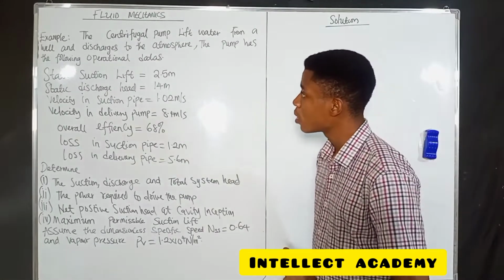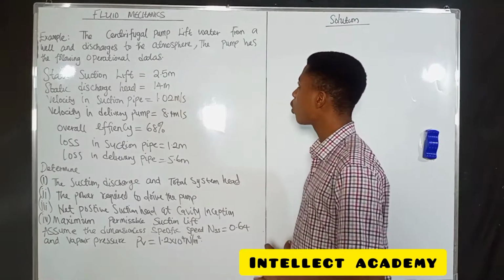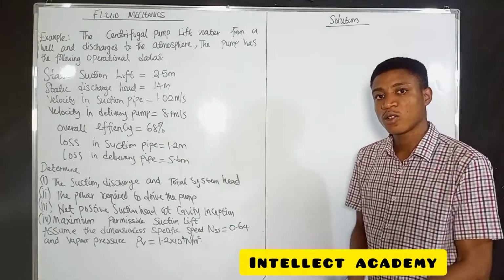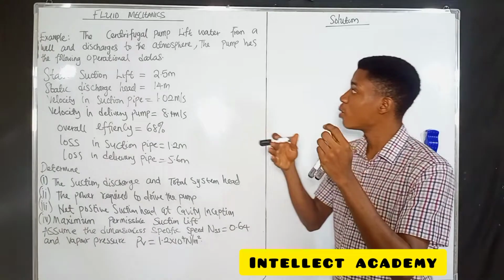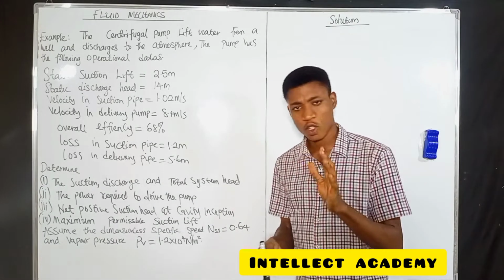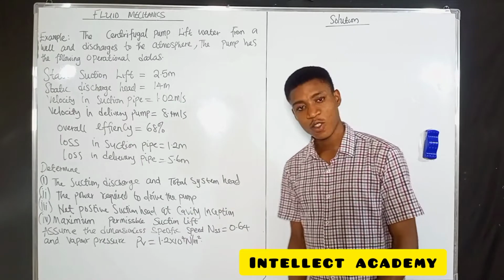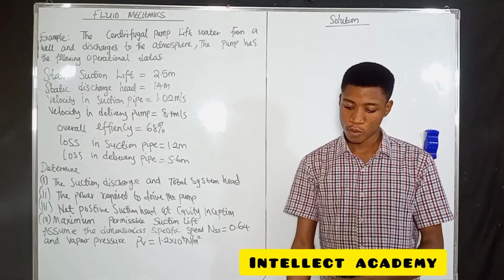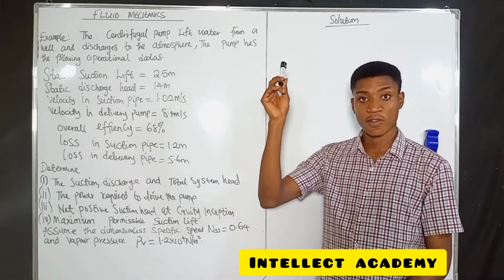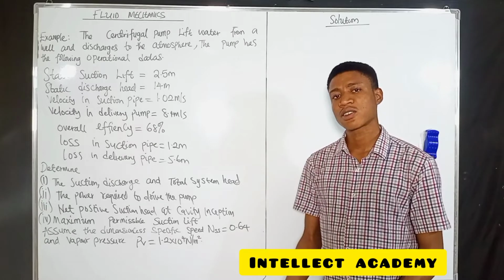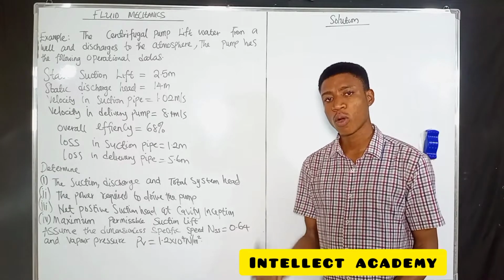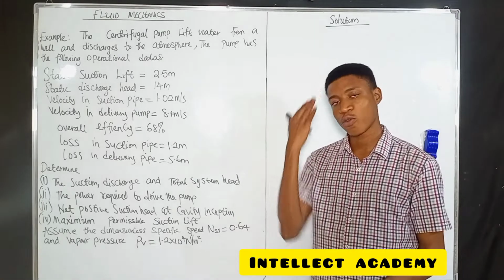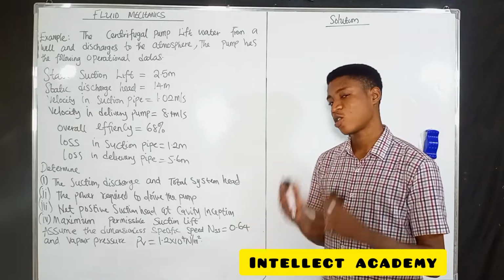Let's say the centrifugal pump lifts water from the well and discharges to the atmosphere. So it's from the well to the atmosphere. We said that one of the functions of a pump is to what? In normal cases, where the fluid is flowing from the well to the atmosphere, gravity will act on those fluids. So the work of the pump is to increase pressure to move out the fluid. In this case, it's always liquid.